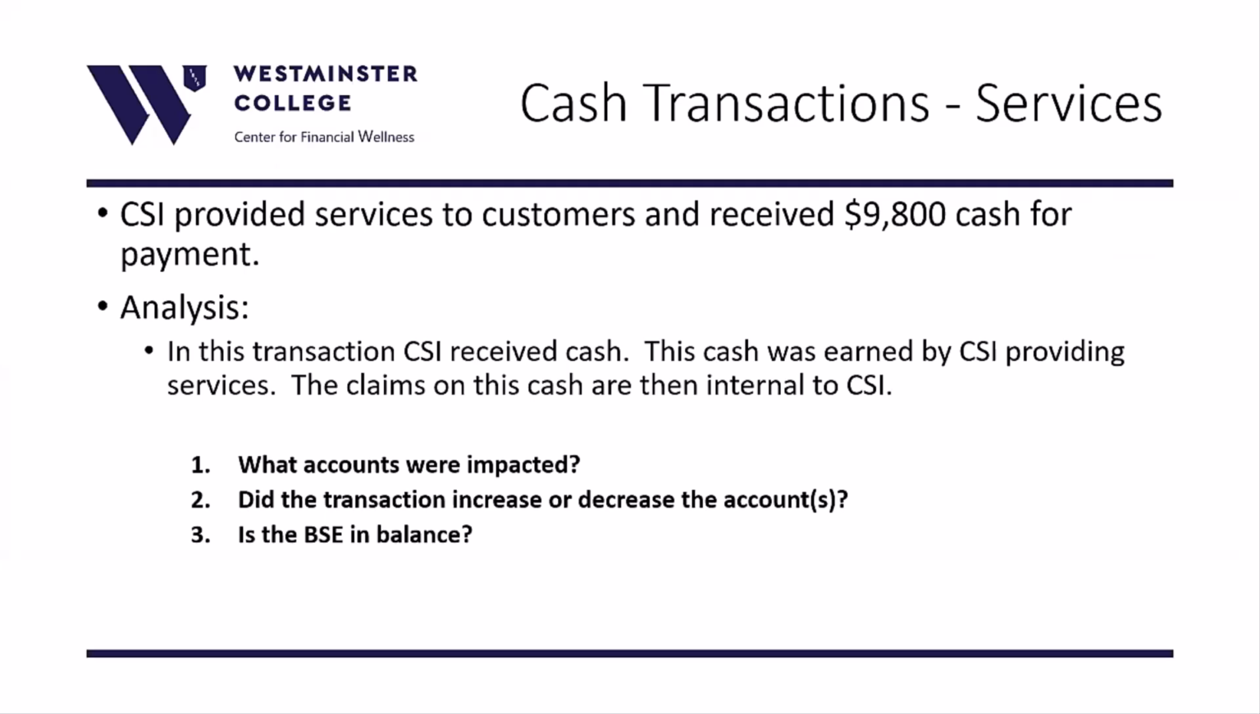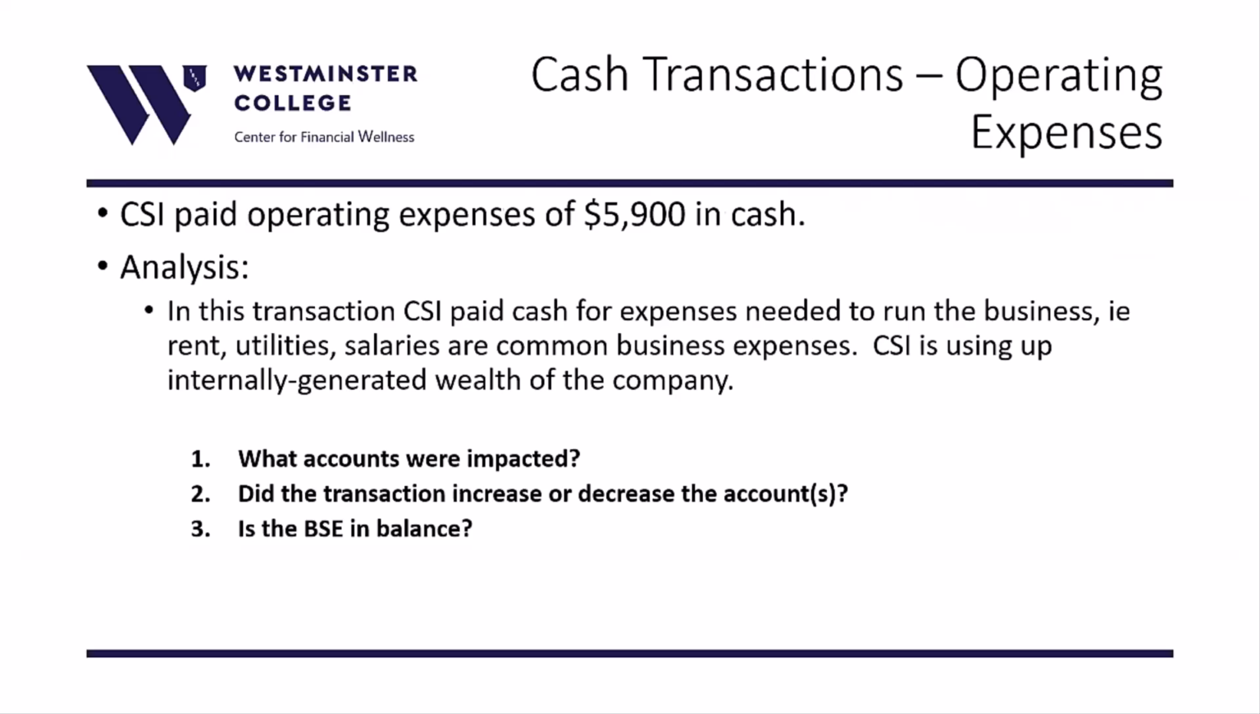But all right, let's go to our next one. Okay, CSI paid operating expenses of $5,900 in cash. Okay, so looks like now that CSI is in operations, it will not only produce wealth through operations, but it's also going to need to pay business expenses in order to stay in business. For example, a company may need to pay rent and utilities for advertising. These and other kinds of activities are necessary for business operations.